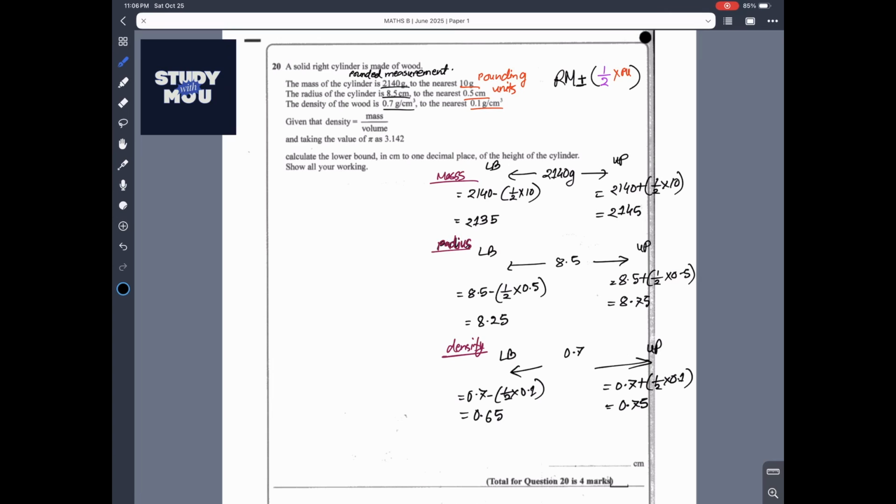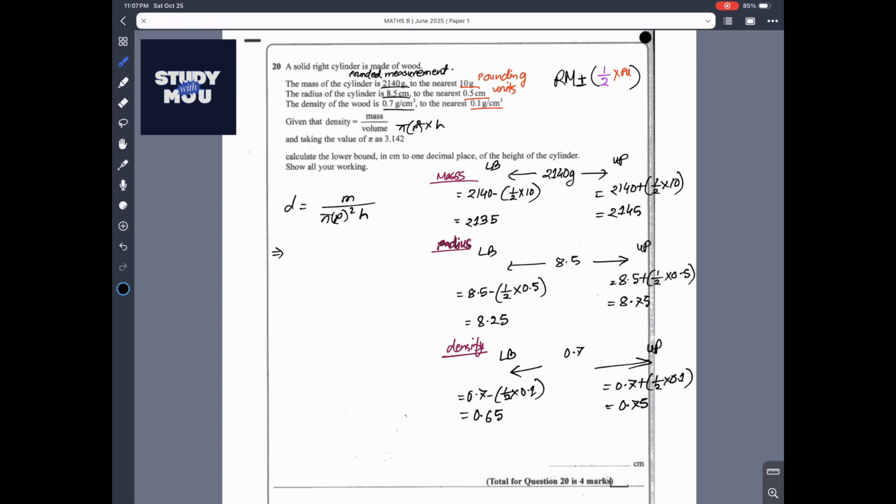Now they asked, given that the density is equals to mass by volume, let me write it. The volume of the cylinder, when we have a radius, is pi r square multiply h. So density is equals to mass divided by pi r square multiply h.